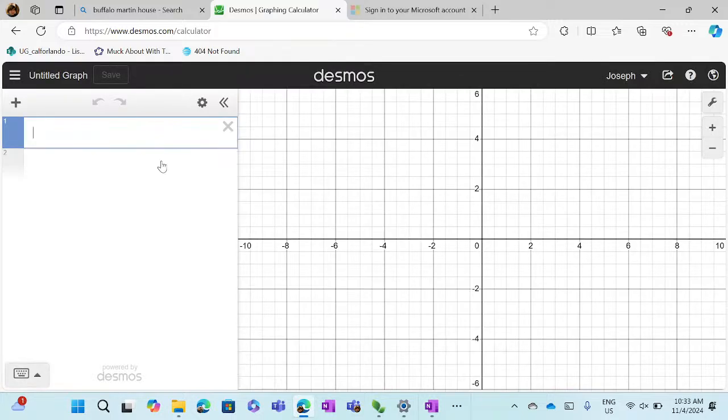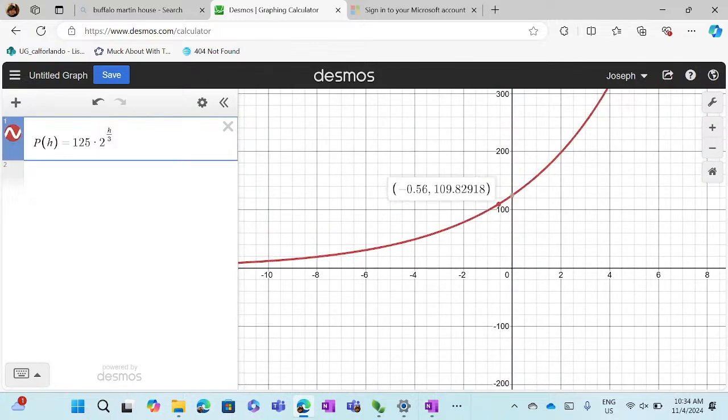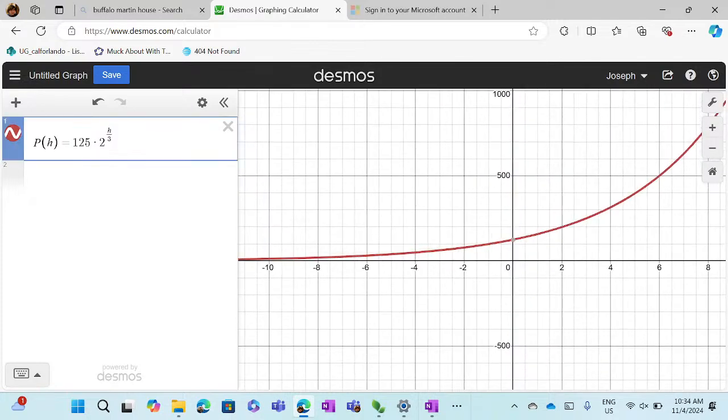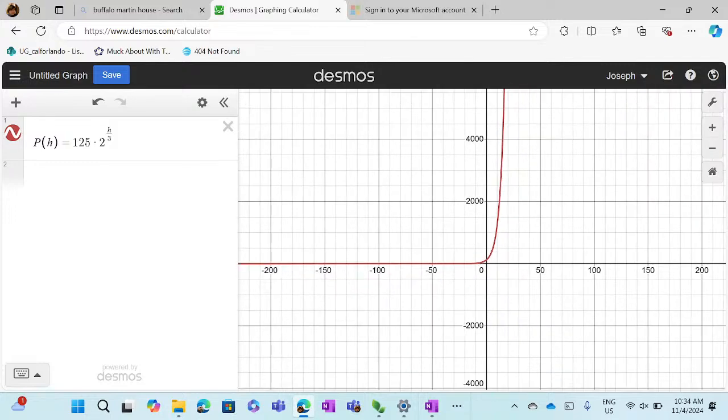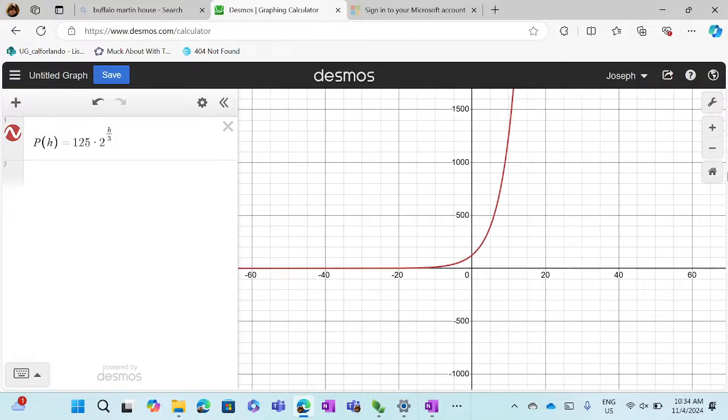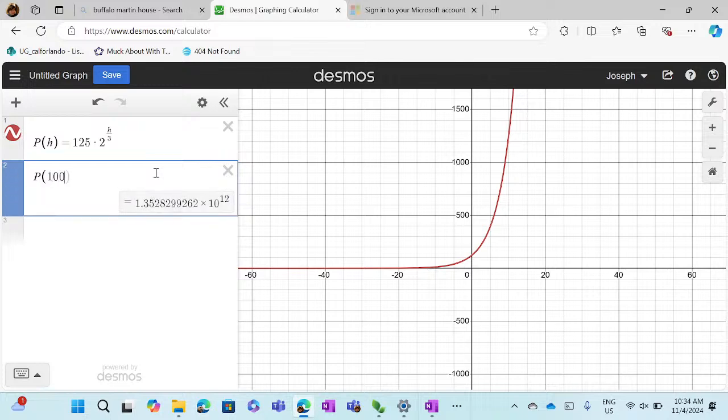So let's do P at X, or P at H equals 125 times 2 to the exponent H over 3. Hey, look, there's our function. By the way, why is it going back in time? Well, we didn't tell it not to. In our example, is there such thing as negative time? Maybe. Maybe we could figure out where the bacteria colony started, but we're not going to worry about that. And what did we want? 1008? Desmos can handle it.